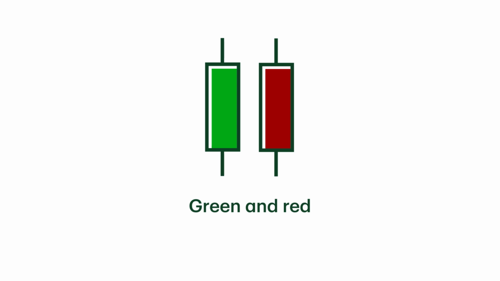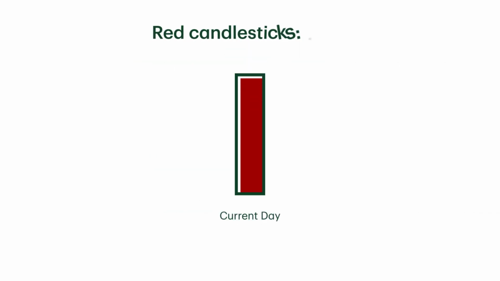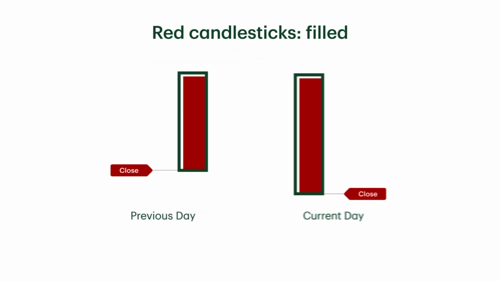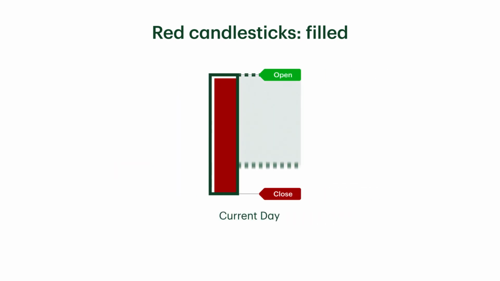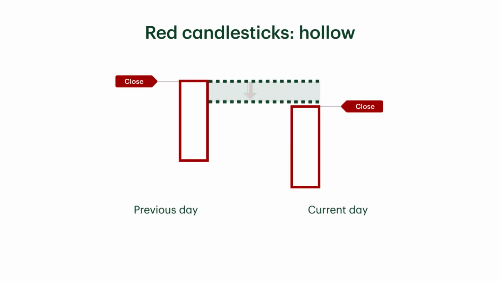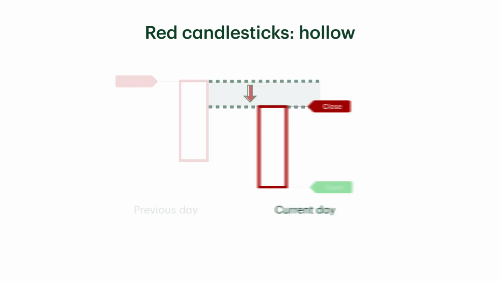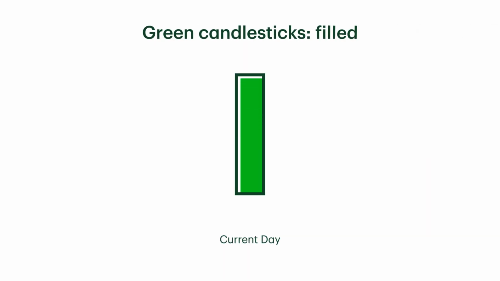So let's get started. In WebBroker, candlesticks can be green or red and hollow or filled depending on the price change. When a red candlestick is filled, it means that its closing price was lower than the previous day's closing price and lower than today's opening price. When it's hollow, it means that its closing price was lower than the previous day's closing price, but higher than today's opening price. Green candlesticks follow the same formula.